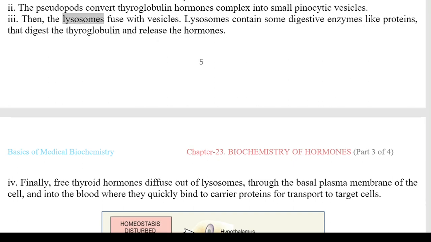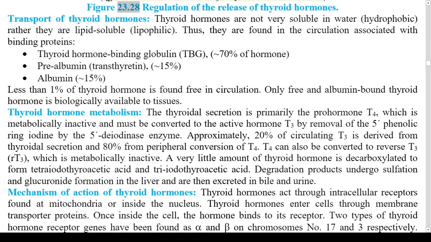3. Then, the lysosomes fuse with vesicles. Lysosomes contain some digestive enzymes like proteases that digest the thyroglobulin and release the hormones. 4. Finally, free thyroid hormones diffuse out of lysosomes, through the basal plasma membrane of the cell, and into the blood where they quickly bind to carrier proteins for transport to target cells. Figure 23.28 Regulation of the release of thyroid hormones.